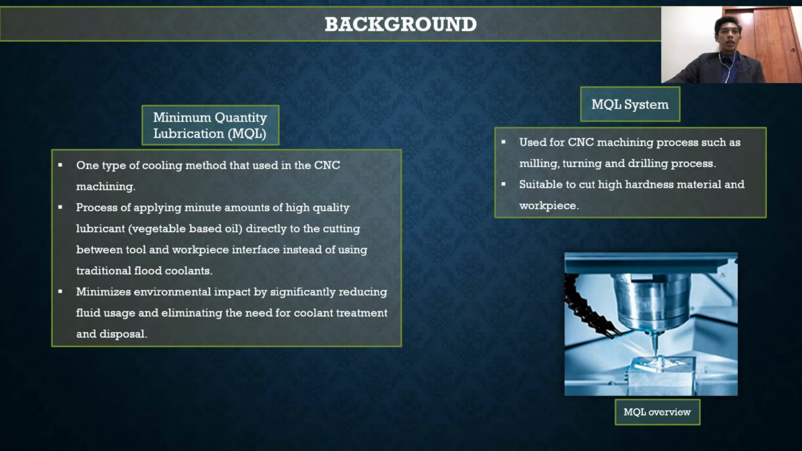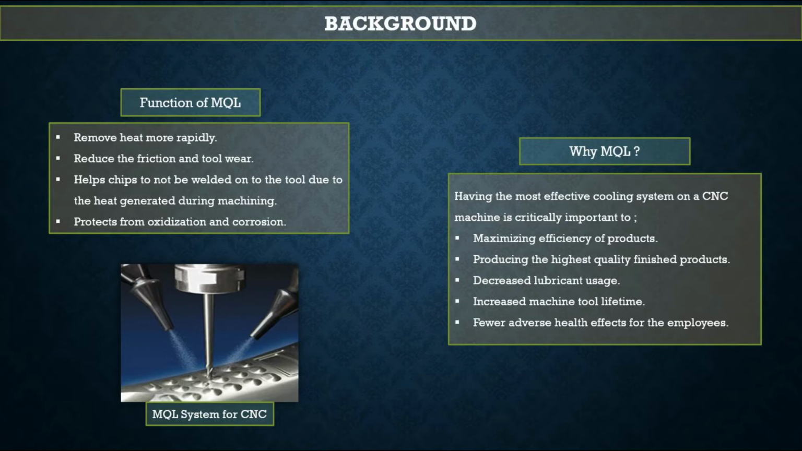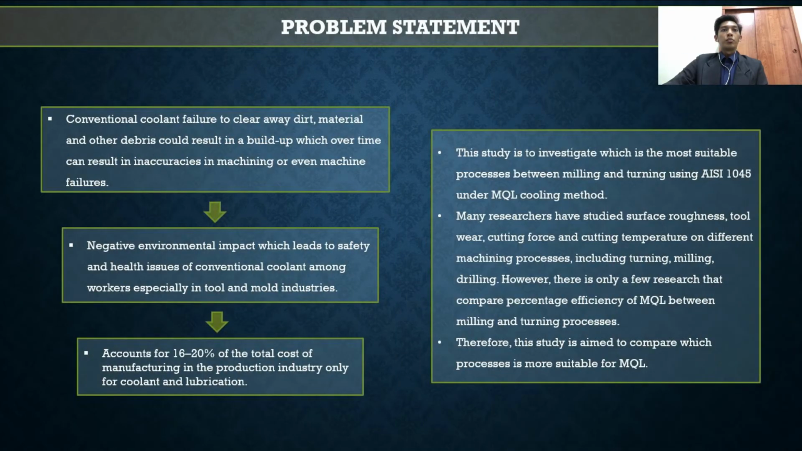What is the function of MQL? First, MQL is a cooling method that can remove heat rapidly. It can reduce friction and tool wear. It helps chips not to be welded on the tool due to heat generated during machining. And the last point is MQL helps to protect tool and workpiece from oxidation and corrosion. Why is MQL the most effective cooling system on CNC? First, MQL helps maximize efficiency. Second, the cooling method can produce the highest quality finished product. MQL also helps increase machine lifetime, and most important. Okay, so we proceed to next slide.